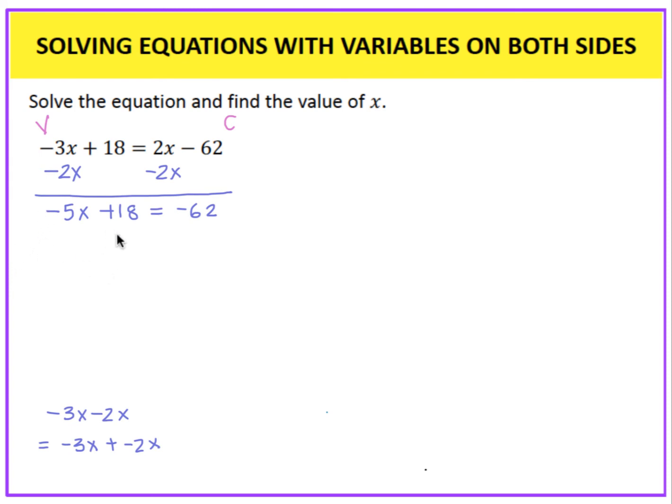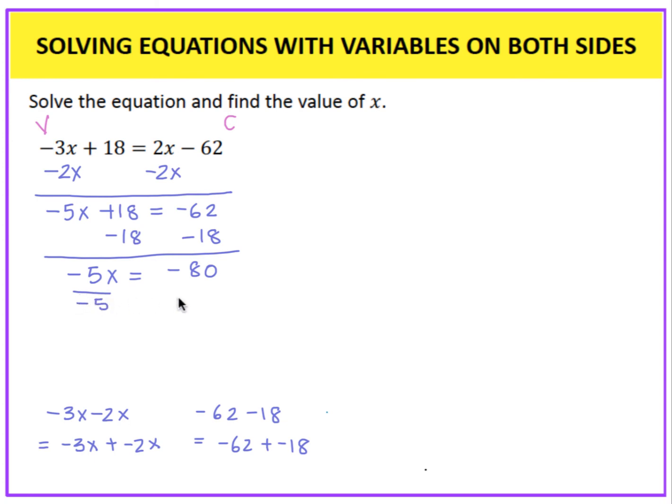And now we will take care of the constants. So we don't want 18 on this side. So let's subtract 18 from both sides. And on this side you're left with negative 5x. And again remember, negative 62 minus 18 is like saying negative 62 plus negative 18, and that is negative 80. And again let's divide by negative 5 on both sides, and you will have x equals 16.